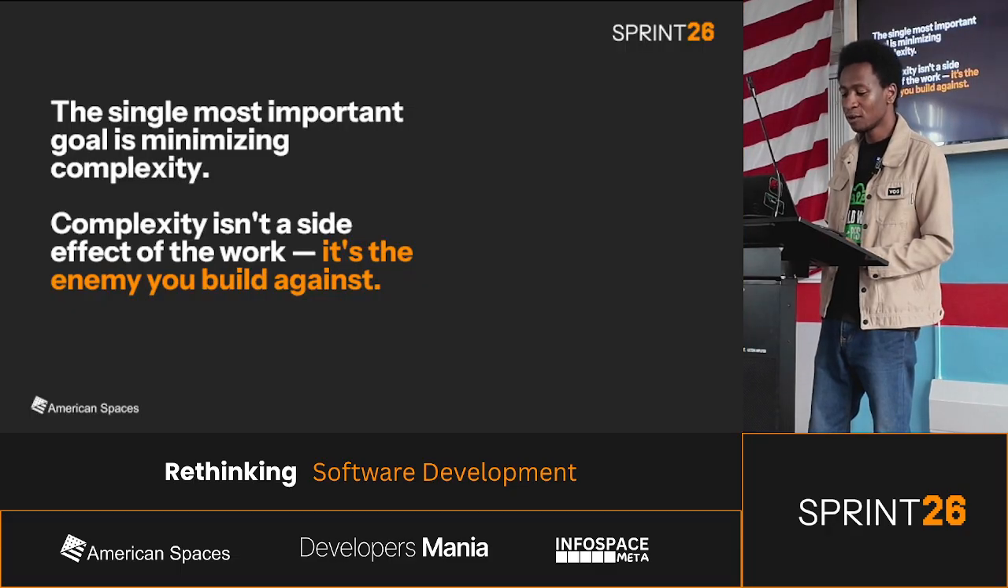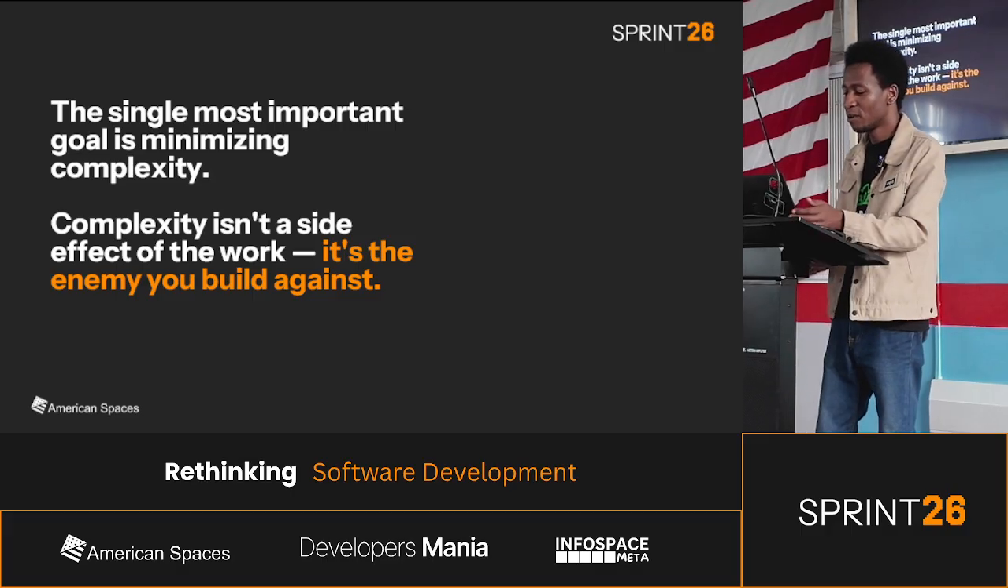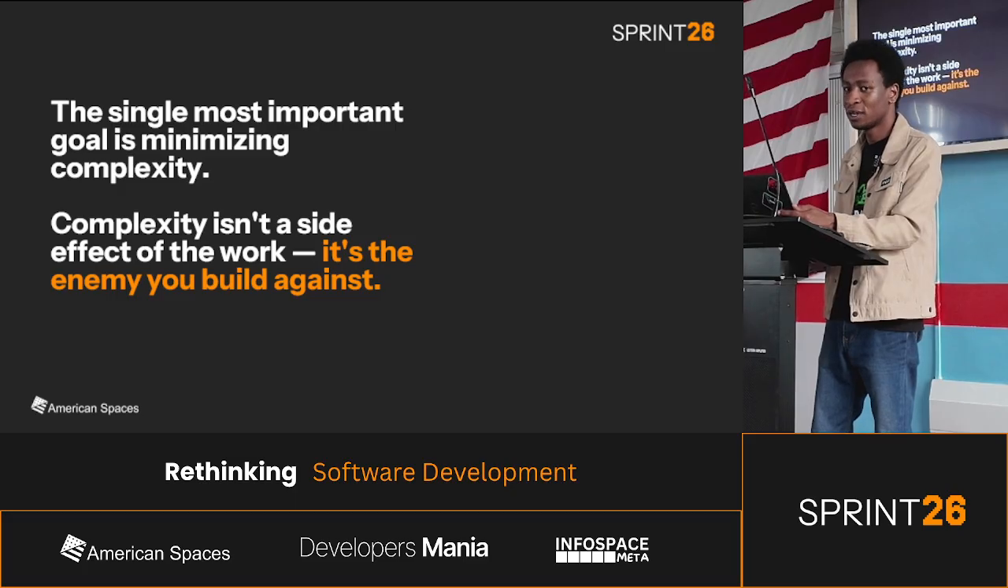The single most important goal is minimizing complexity. Complexity is the enemy you build against. So let's focus on the first fundamental. The science behind this is that human working memory holds roughly 7 things at once, plus or minus 2. That's the entire bandwidth your brain has for reasoning about code in the moment.